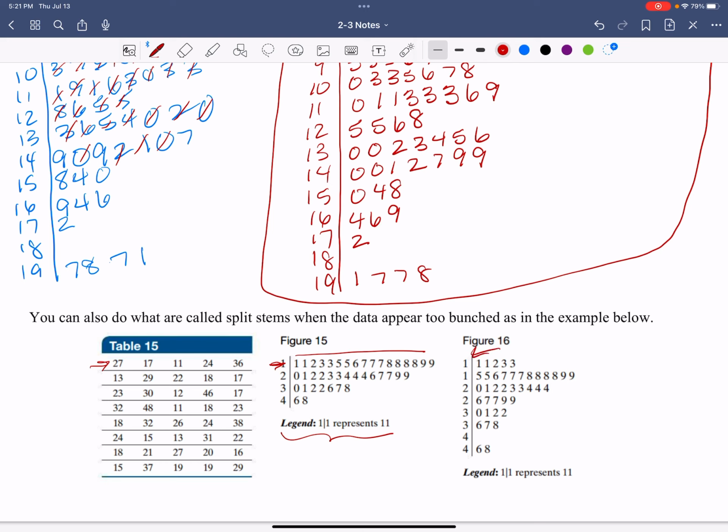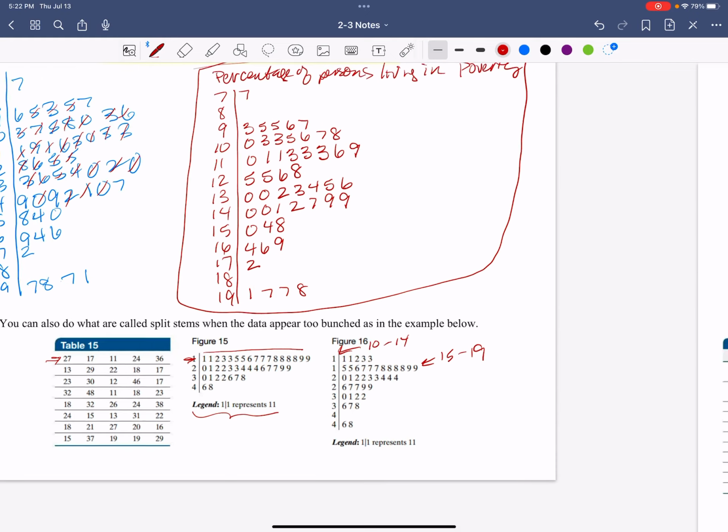So this first one is going from 10 to 14. And then the second bit is going from 15 to 19. So you can break them up. It's called a split stem. So you can split those stems up so that you can see how that all plays out. If you want something that's not quite so cumbersome, as long as you say what it is, that works too.